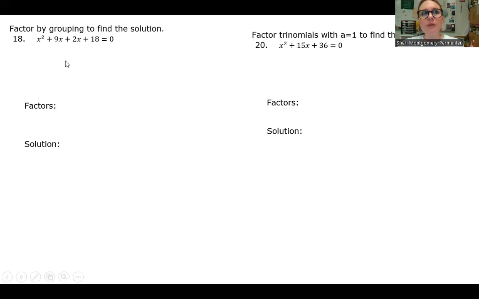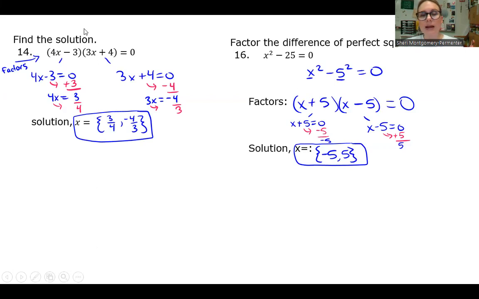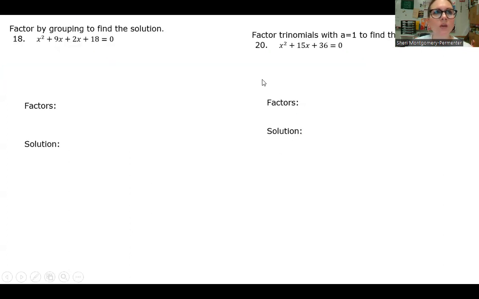More factor by grouping practice. So first thing that we're going to do is split it up into 2 groups. We're going to split this up into 2 groups. And so I'm going to look at my first group and my second group. So for my first group, what would the GCF be for this first group?